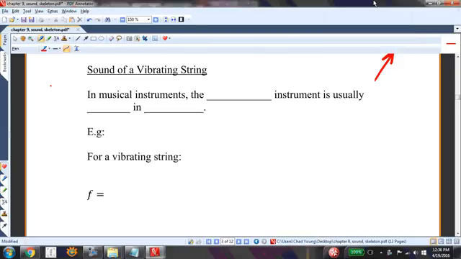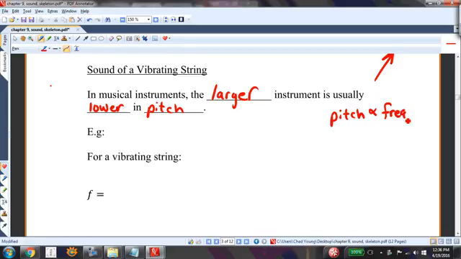Okay, let's consider the pitches of different musical instruments. Now, for musical instruments, the larger instrument is usually lower in pitch. And also here, when I'm talking about things regarding sounds, I'm going to talk about pitch, and we need to understand that pitch is related to, or is proportional to, frequency. So if my frequency increases, then I get a high pitch.